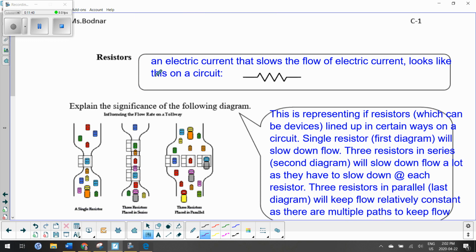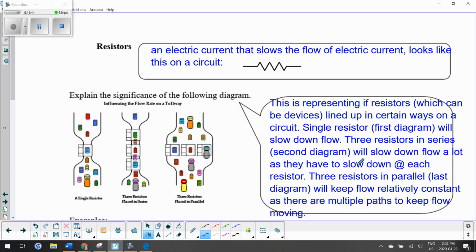Before we work with that calculation, there are a couple of things we need to talk about. I pre-typed this up to make it quicker, and you can pause the video if you're filling in. Resistors: basically what they're doing is slowing down the electric current. On a circuit diagram, it's represented by this teeth-looking structure.